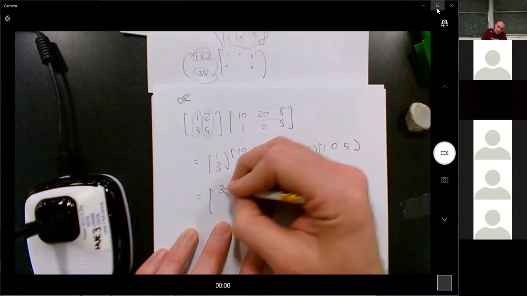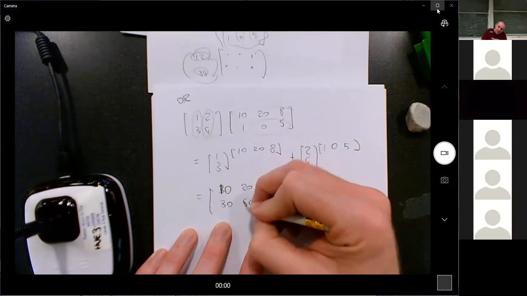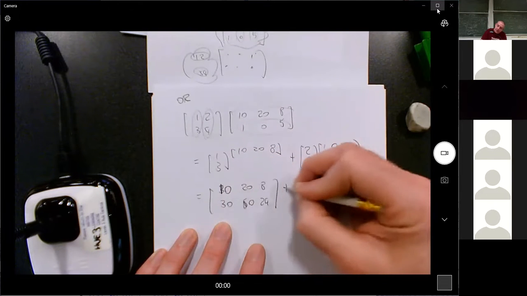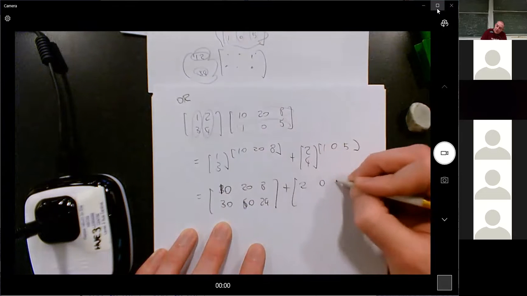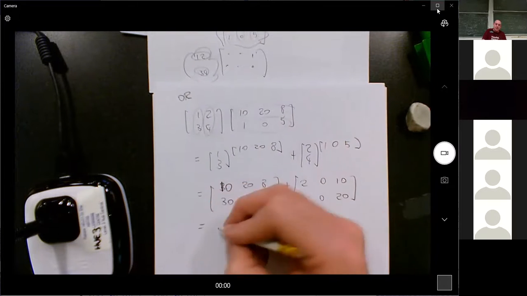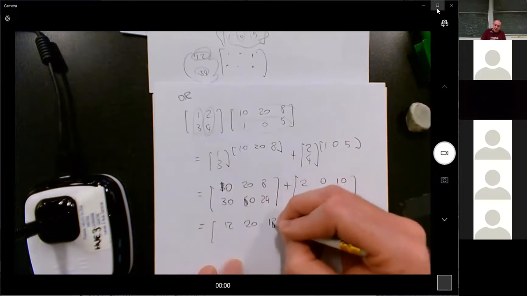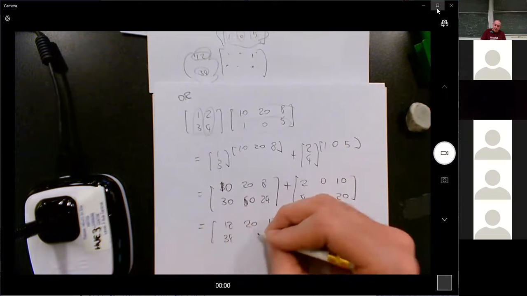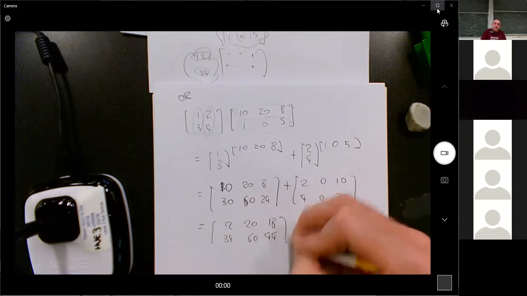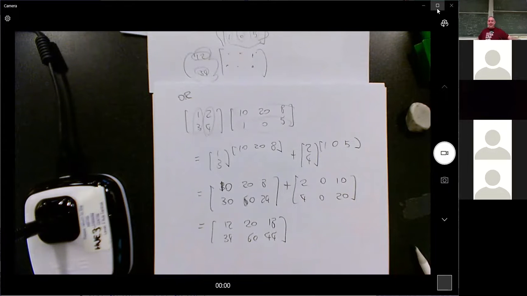This grid is 10, 20, 8, and 30, 60, 24. And this grid is 2, 0, 10, and 4, 0, 20. And then I add the matching spots, and I've got 12, and 20, and 18, and 34, and 60, and 44, which is the same answer. Isn't that cool? I think it's cool. Yeah. But wait, there's more.